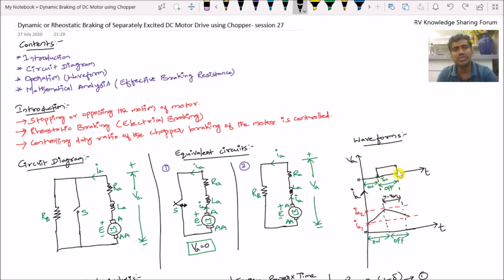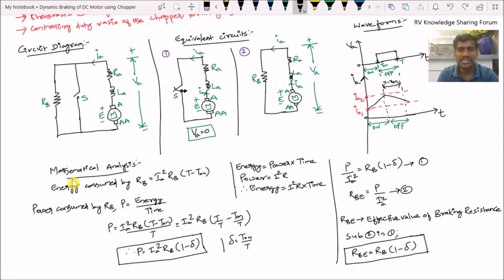What happens to the current at this time of operation? Since the energy is dissipated in the form of heat through this braking resistor RB, the armature current will decrease. The armature current decreases from the maximum level IA2 to the minimum level IA1. When the armature current reaches the minimum level IA1, again the switch will be turned on. So this operation repeats.